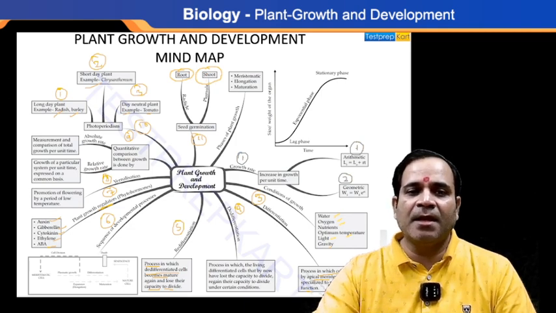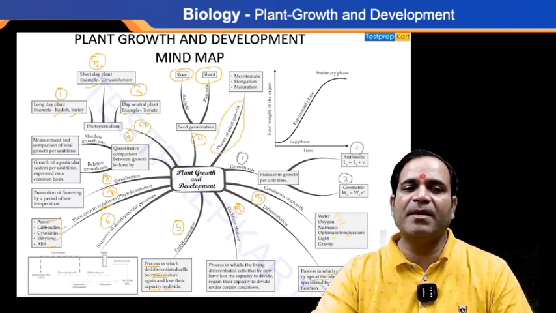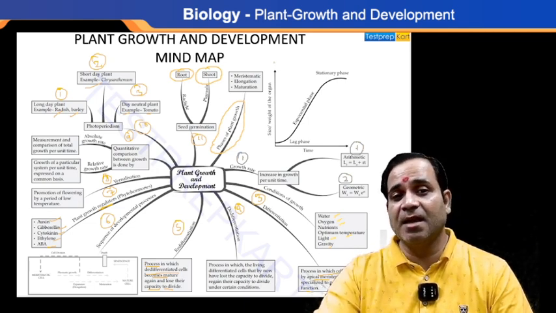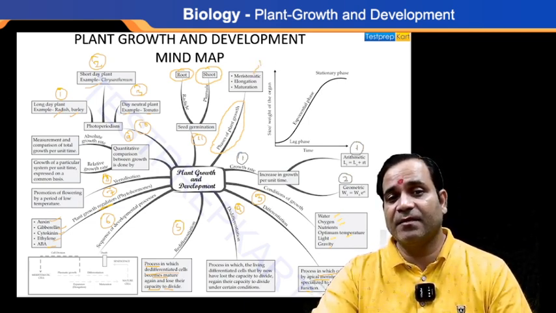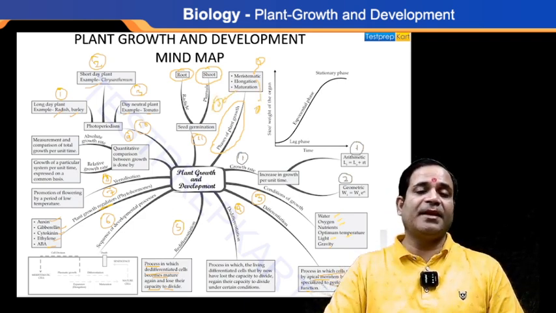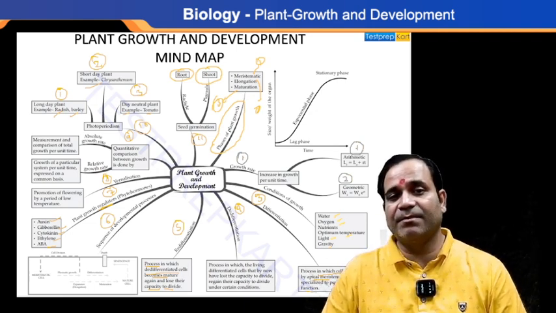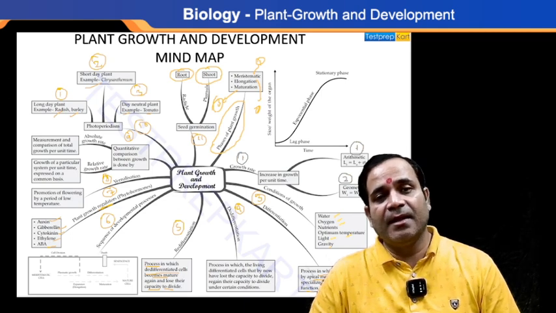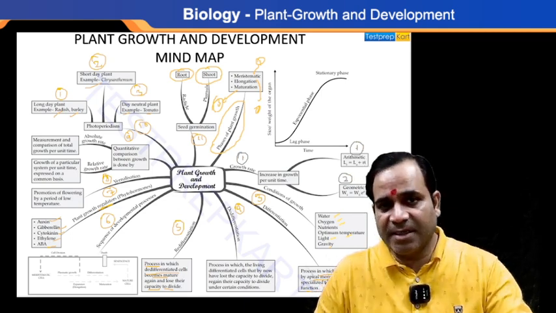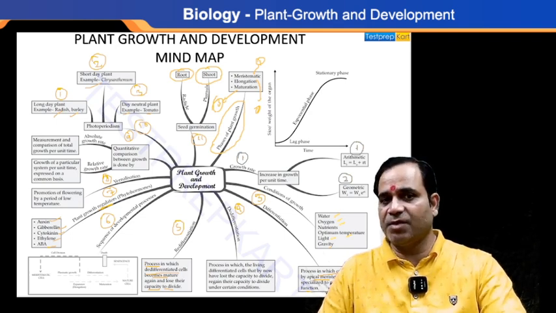Okay. Now the thing that is very important here is the phases of plant growth. How many phases of plant growth, my dear? Three. One is what? Meristematic. Second one is what? Elongation. And third one is what? Maturation. Getting my point? So if anybody asks you how many phases of plant growth there are, what do you say? There are mainly three phases. One is the meristematic phase. Second is the elongation phase. Third is the maturation phase.